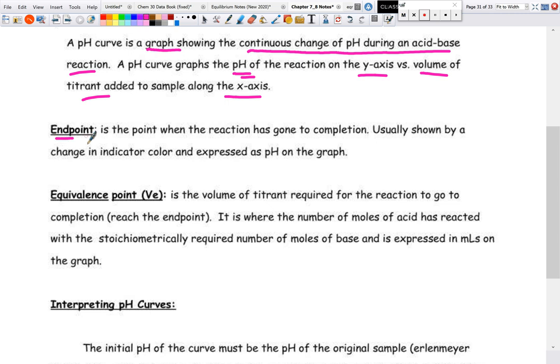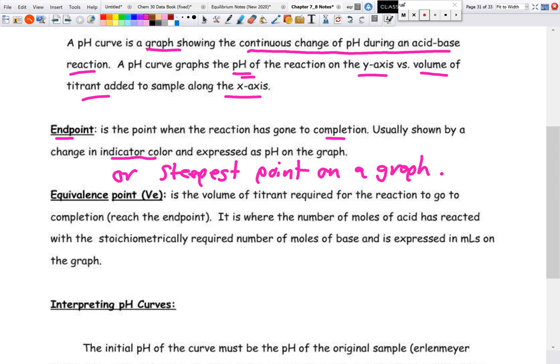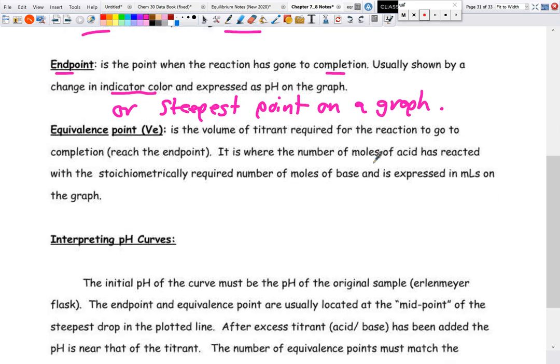So the endpoint is when the reaction has gone to completion. This is normally indicated by a color change or the steepest point on a graph. So there are two different ways to indicate an endpoint. If you knew what indicator to use, you can look at the indicator color change. Or if we had this graph, we look for the steepest or the most vertical region on the graph, and that's how we can tell what the endpoint is. Now the equivalence point is the volume of titrant required for the reaction to go to completion or to reach the endpoint.